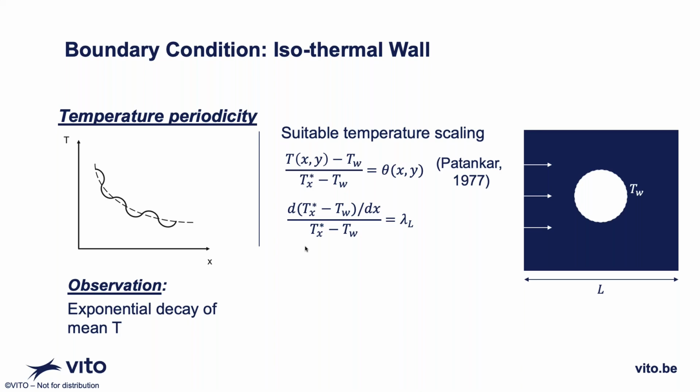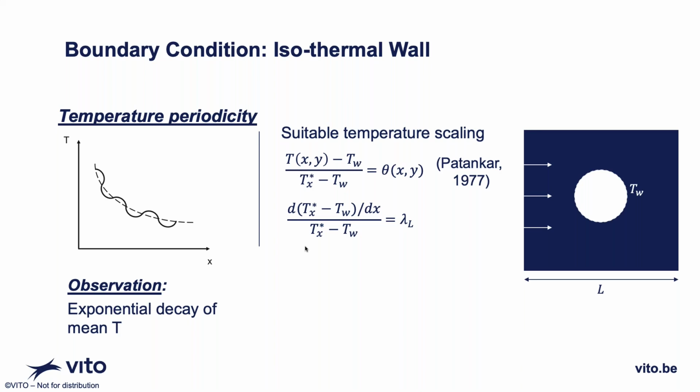In mathematical form, this corresponds to the second equation in the slide, where the derivative of the difference between this mean or reference temperature with respect to the wall temperature is defined as lambda L, and this is practically equivalent to defining the variation of the reference temperature according to an exponential trend. Now, in the original formulation of Patankar, lambda L does not have a constant value for the unit cell. Actually, its value varies depending on the position in the unit cell, because the cross-section of the flow changes.